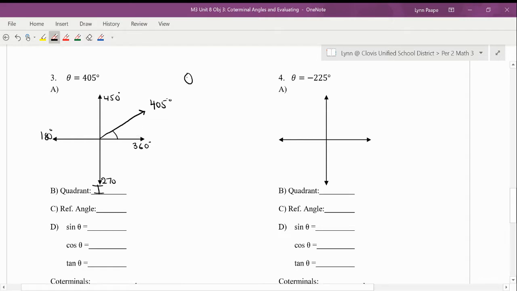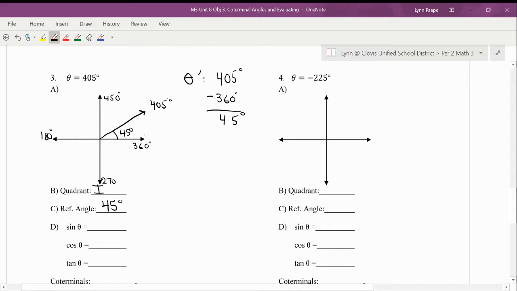So theta prime is how far apart they are. And how far apart they are means we have to subtract a couple of things. So I am going to subtract 405 from 360. What is that, 45? Yeah, 45 degrees. So my reference angle is 45. So I'm going to label that.